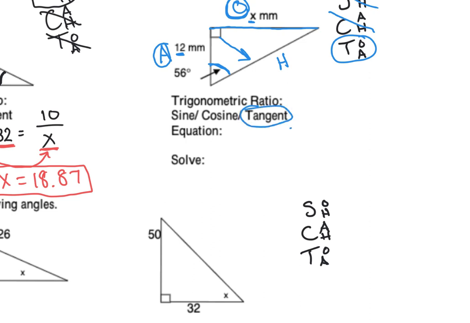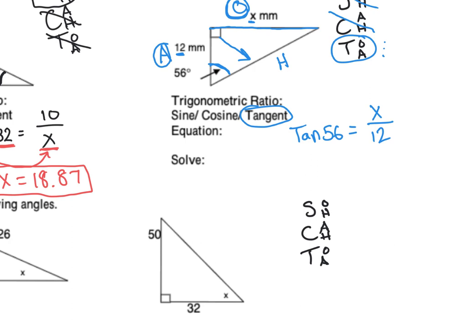So the equation is going to be tan 56, right? Always include the reference angle, equals. Formula is O over A. So we've got O is x, so x over 12.